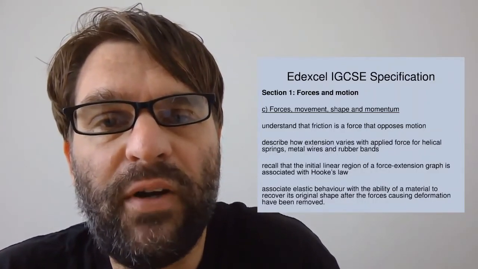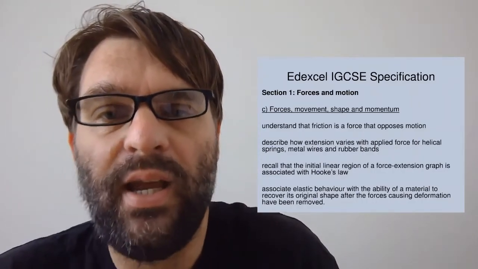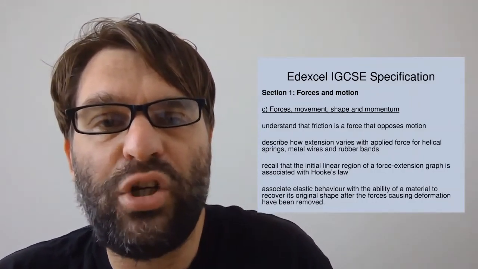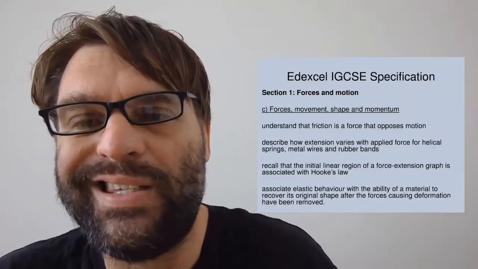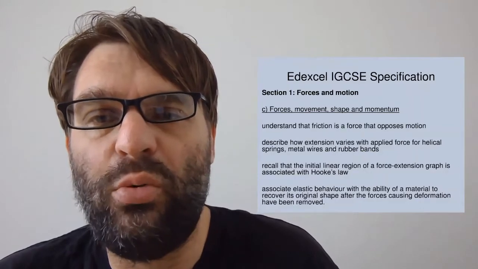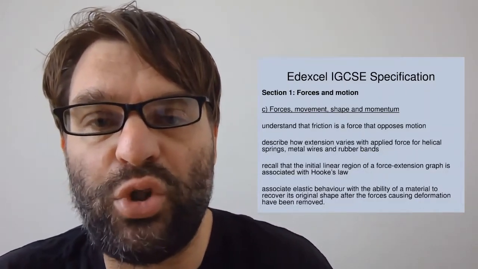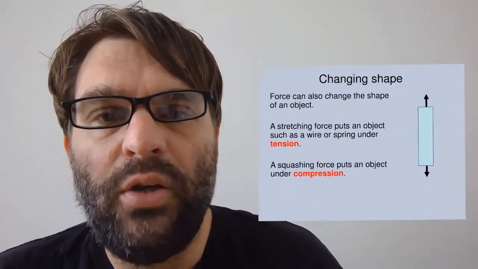Describe how extension varies with applied force for helical springs, metal wires, and rubber bands. Recall the relationships in force extension graphs, so we'll look at that in some detail. And associate elastic behavior with the ability for a material to recover back to its original shape after it's been compressed or stretched. So changing shape.